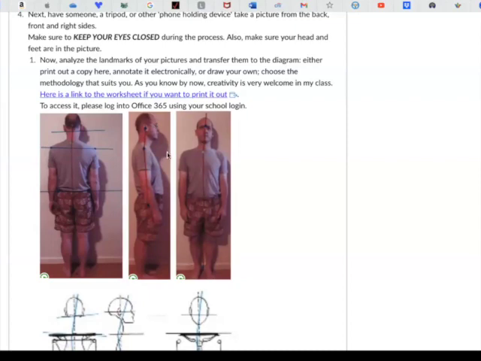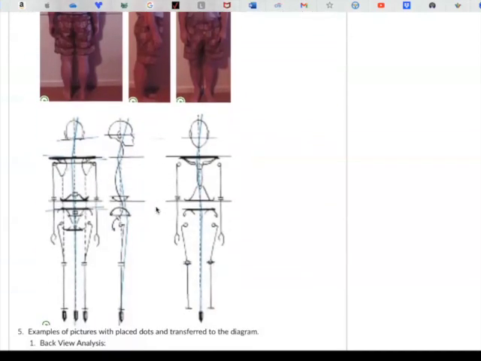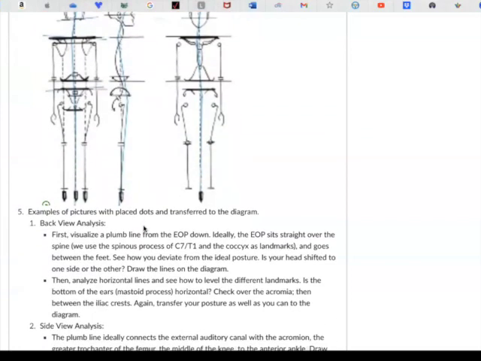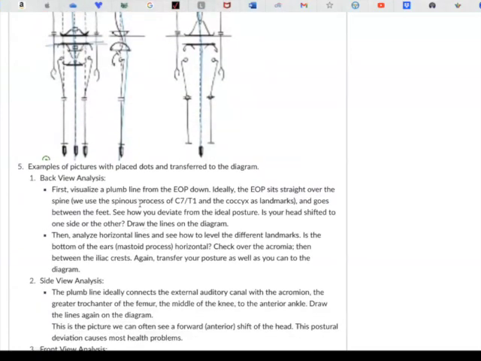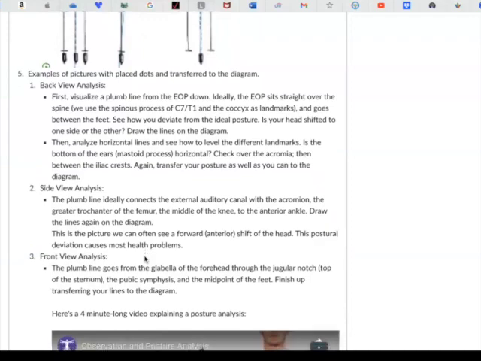If you want to do it on paper, I have a worksheet printed out that looks like that. It's better quality, and you can do the drawing on it and see what your posture looks like. See here, I describe it all, so you can just follow these prompts.